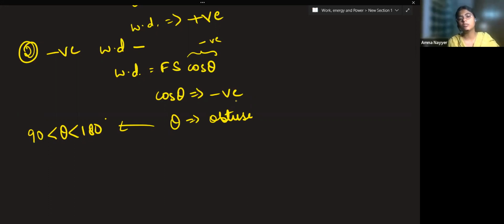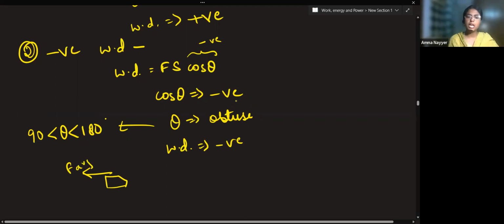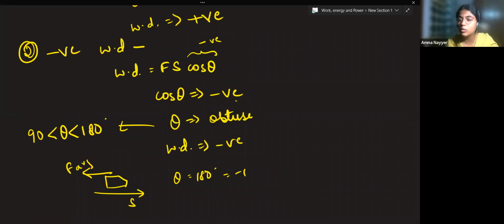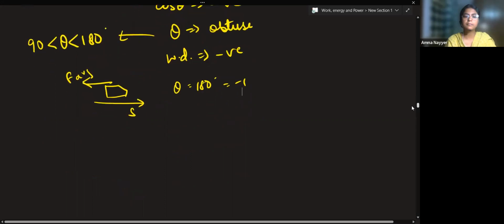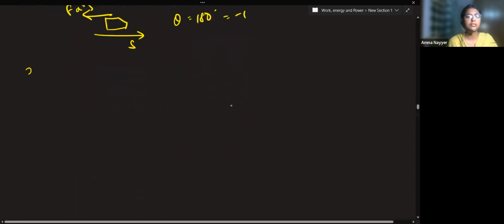So work done will be what? Work done will simply be negative. Just take the example of the question that we did. Our work done was coming negative. Why? Because the average resistive force was in the opposite direction to the displacement. Theta was 180 degree, we got -1, and so the work done also came out negative, -315. All right, so one more type of work done is there. One last type, that is zero work done.